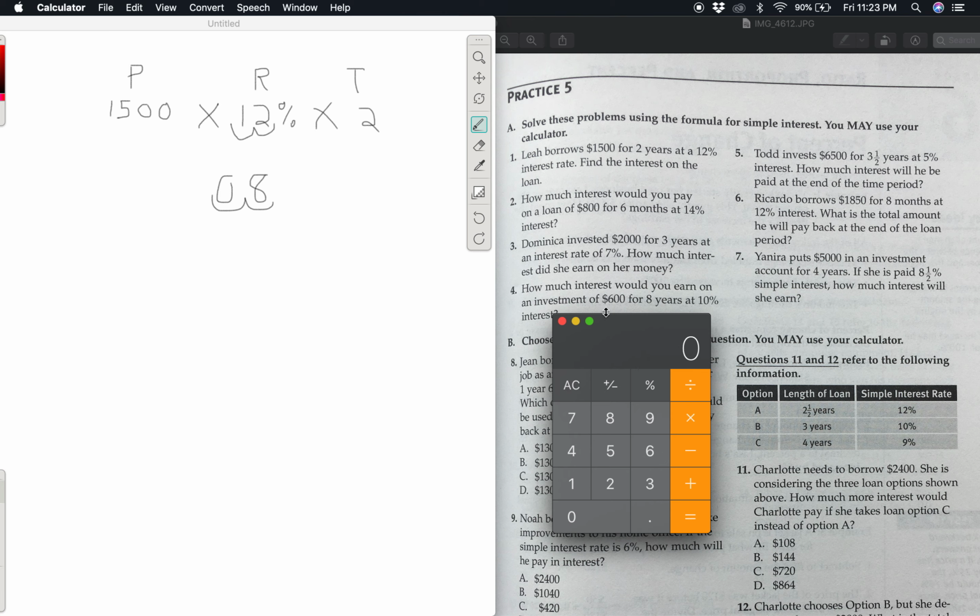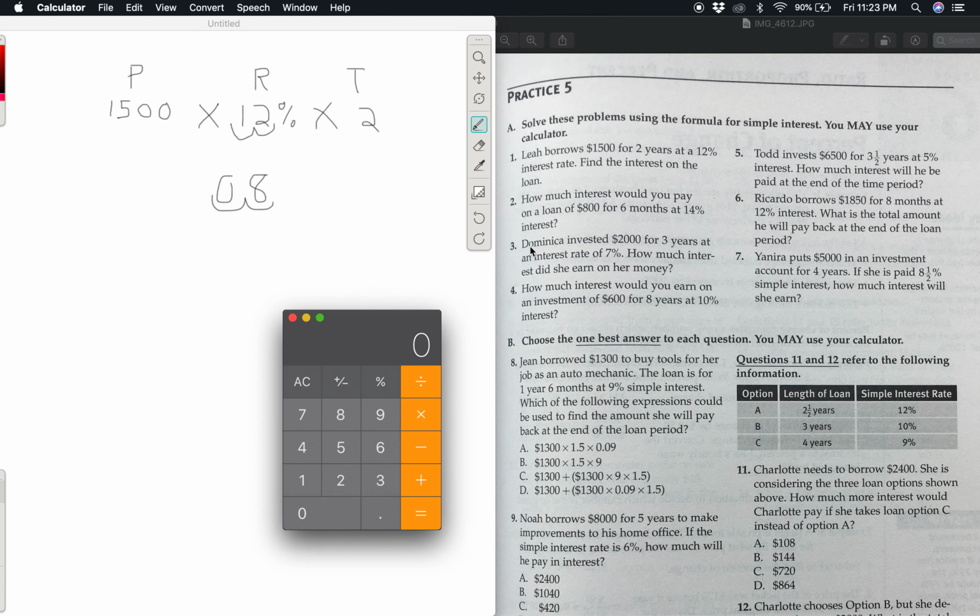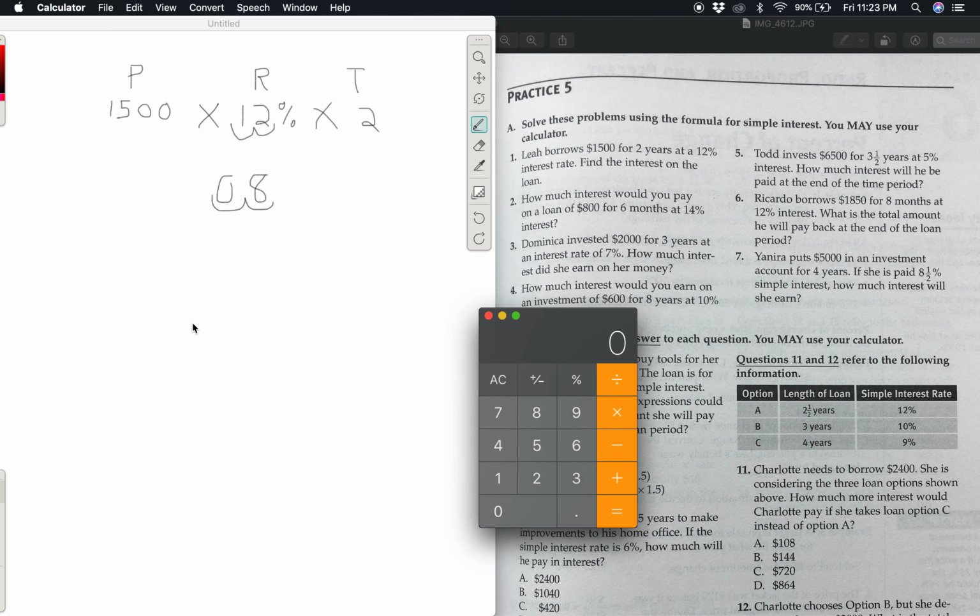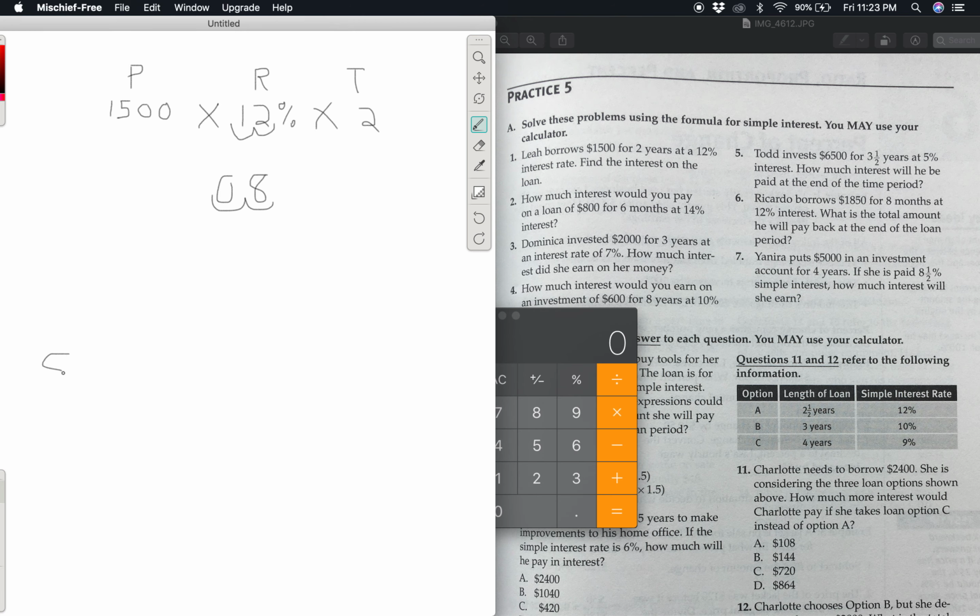Okay, now that you kind of know how to write it, let's just do it on a calculator. How much interest would you pay on a loan of $800 for 6 months at 14%? I'm going to write this one out, because we have $800 times the rate, which is 14%, times time. The reason I wanted to write this out is because it's a fraction of a year. Excuse me, guys, it's kind of late, so I'm a little tired here. So we have principal, rate, and time, which is 6 months.